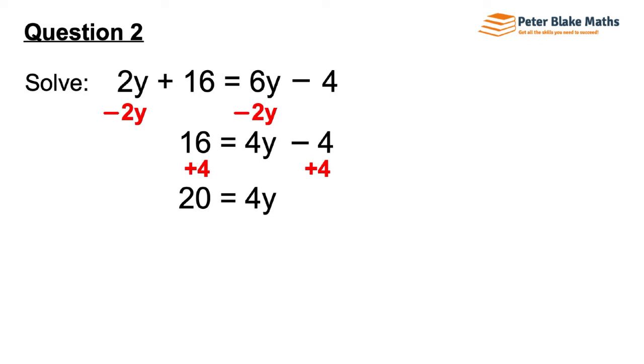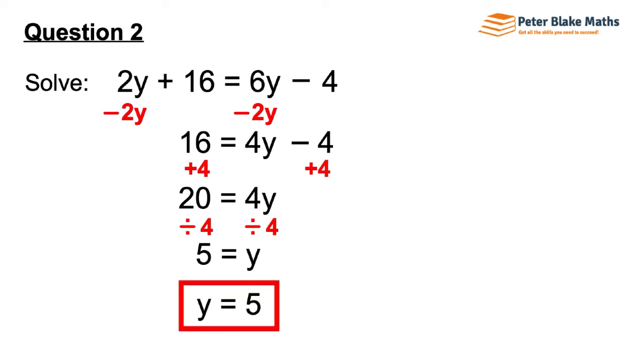We're looking to get the y totally on its own. The 4 is multiplying by that y, so we'll need to divide by 4 both sides to get the letter on its own. On the right hand side the y will be on its own, and on the left hand side we'll get 5 when 20 is divided by 4. That can be just switched around, and so the y ends up being equal to 5 to solve that equation.